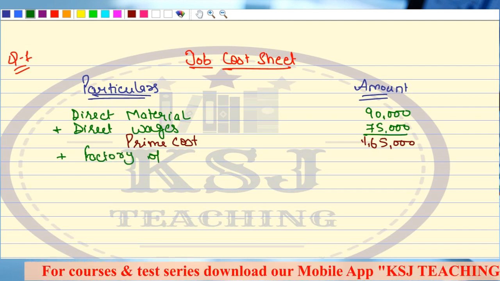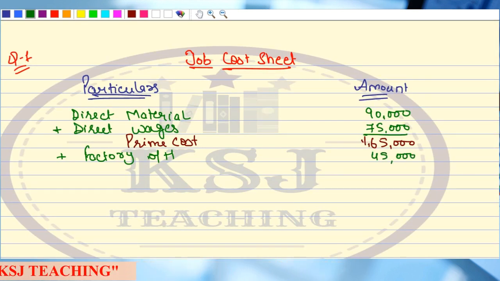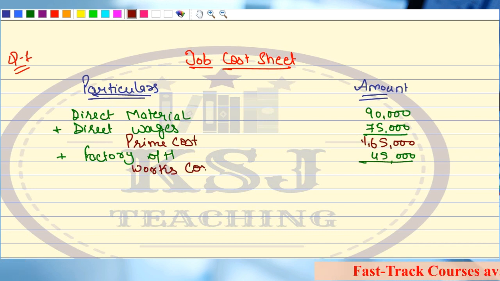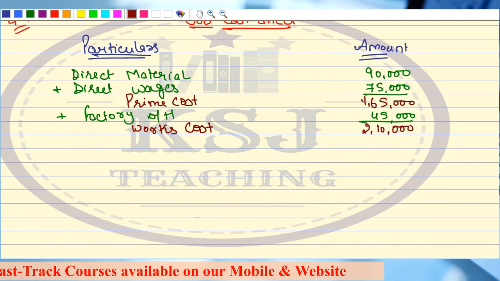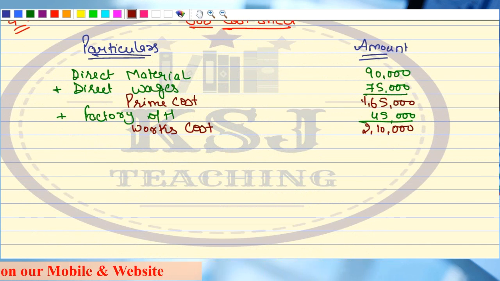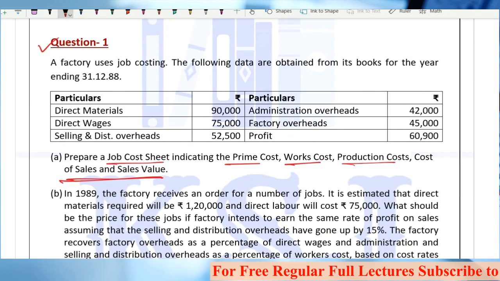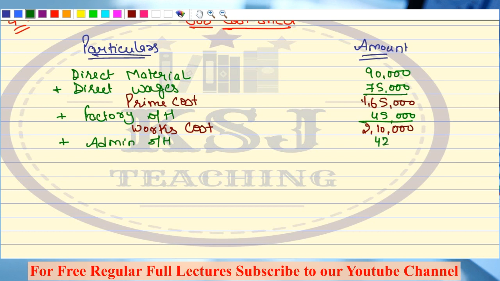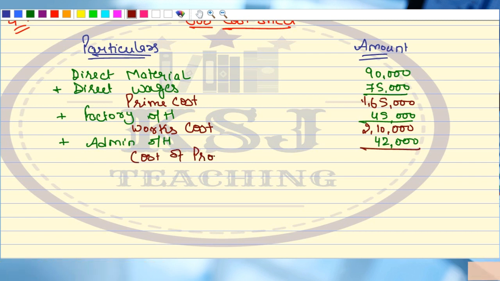What is the amount of factory overheads that is given to you in the question? Let's see, it is 45,000. So from here, what you will obtain is works cost, that is 2,10,000. Any doubts up till this point? Now, this is a very simple cost sheet from the information that is given to us, right? All the information has been given to us. So what we are going to add is admin overheads. And what is the value of admin overheads? 42,000, right? So from here, what you will get is cost of production.